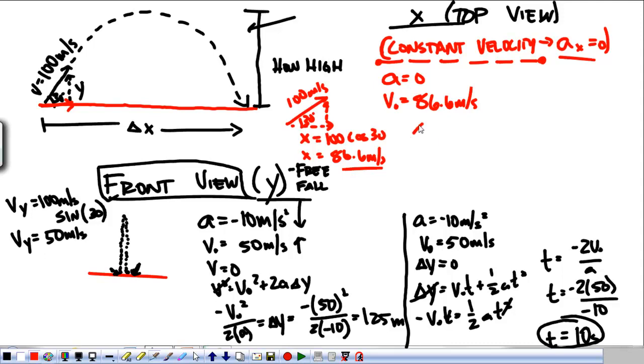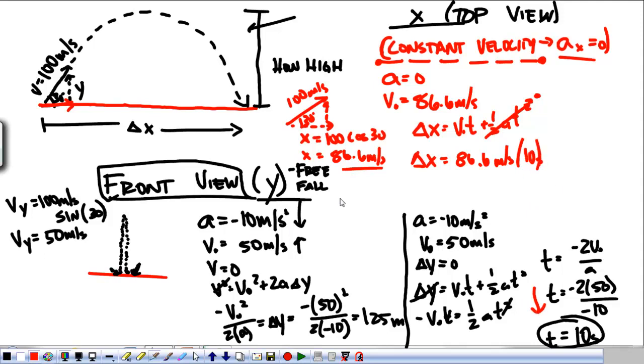So to get our delta x, that's the velocity in the x times the time plus half at squared. Well, that's 0. So our delta x, the distance that we go, is going to be 86.6 meters per second times, guess what? That's our time, 10 seconds. So our delta x is 866 meters. That's how far this thing goes in the x direction.